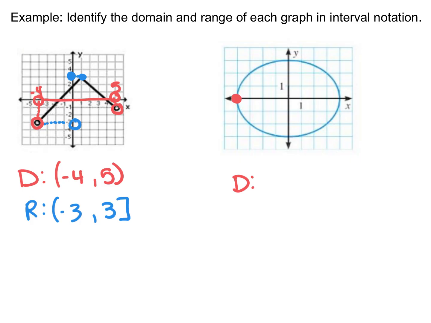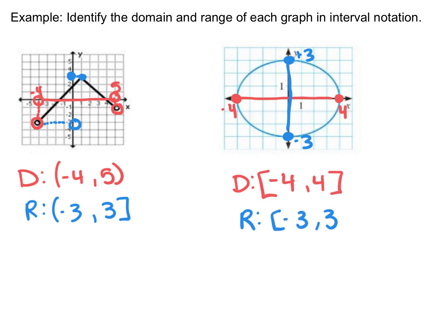For my final example, for the domain, the furthest to the left it goes is this point right here, which is at -4, and the furthest to the right it goes is this point right here, which is 4. And since neither of them are obviously open, I'm going to assume they're closed and use brackets. For my range, my lowest possible point is down here at -3, and my highest possible point is up here at +3. And since they're not obviously open, I assume they're closed. So I'm going to say my range goes from -3 to 3.